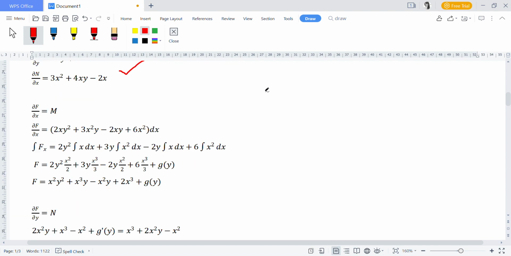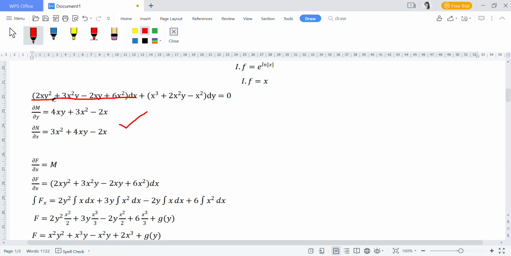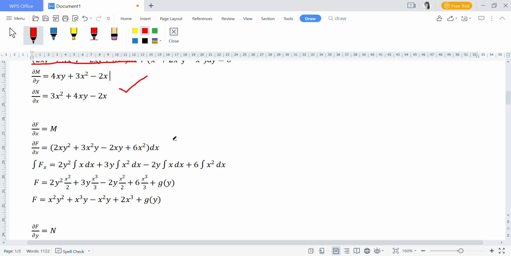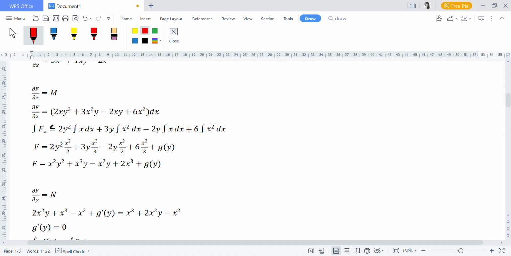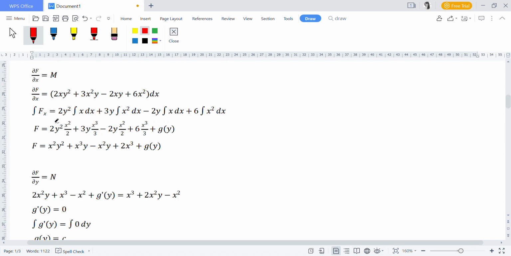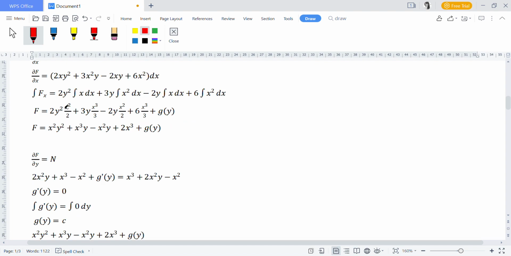Now, let's proceed to the next step, which is finding the potential function in terms of x, or deriving the M equation, which is this one. So we're going to integrate this equation in terms of x, dx. Any variables aside from x will be moved out of the integral sign. So we will now have the integral of f of x is equal to 2y squared the integral of x dx plus 3y integral of x squared dx minus 2y the integral of x dx plus 6 the integral of x squared dx. Now, let's integrate this.